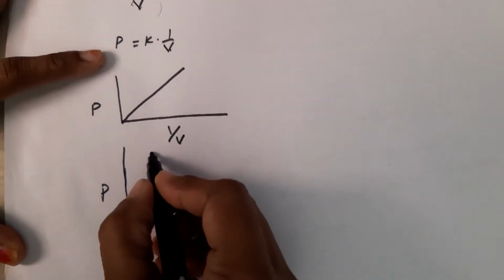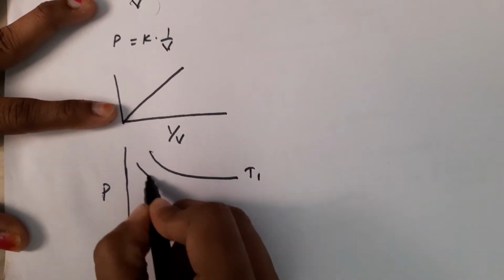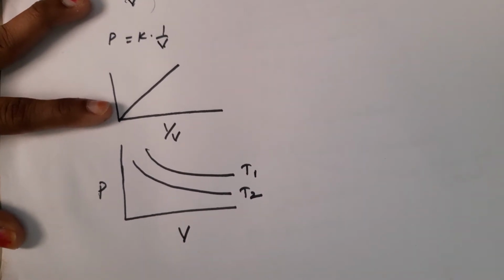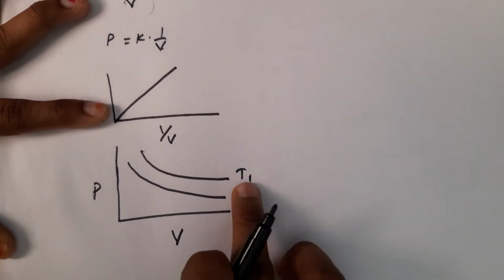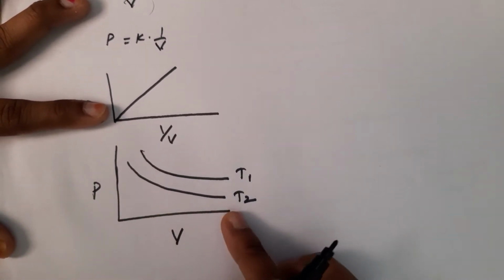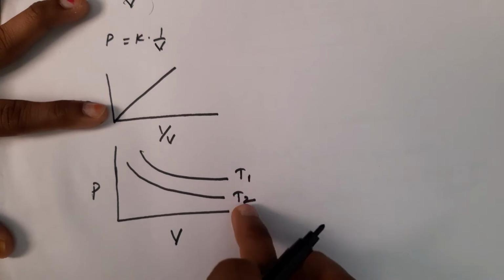Okay, I am taking like this. For example, this is T1 and this is T2. Temperature is constant during this reaction. Okay, then call it as T1, and one more curve like this, and the temperature is T2. What we have to do is find the relation between T1 and T2.